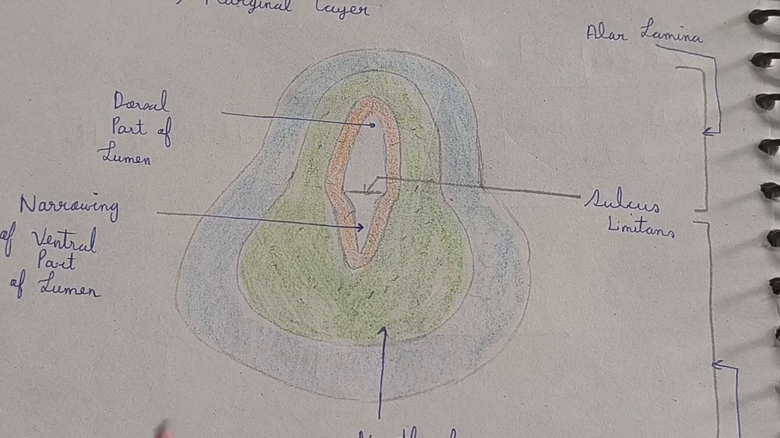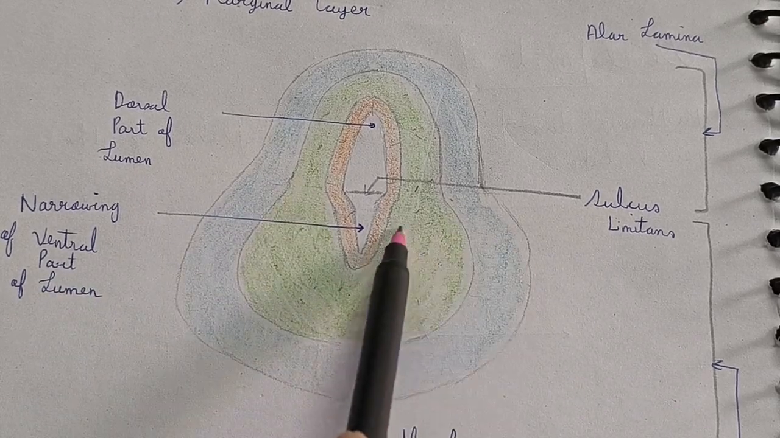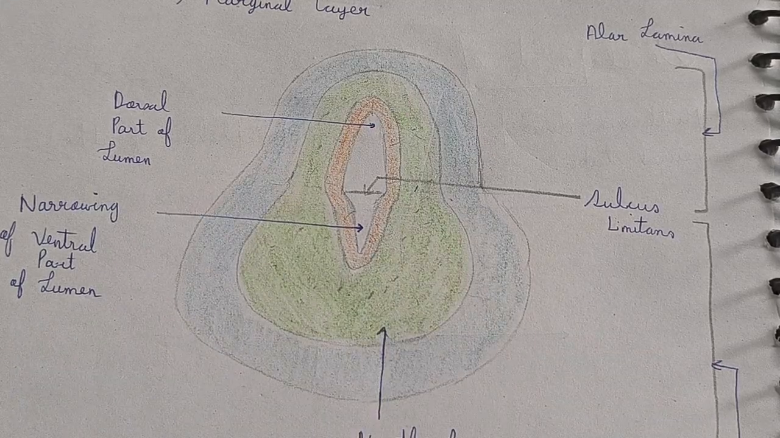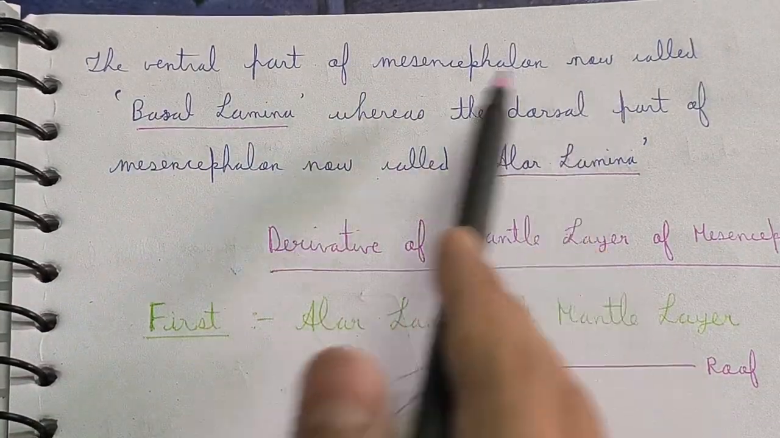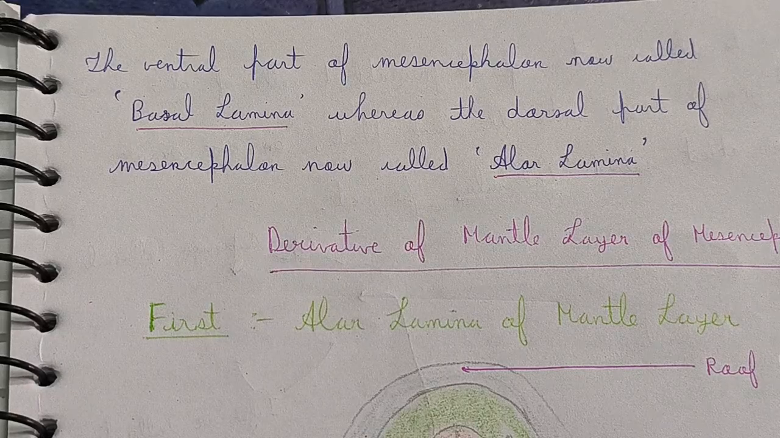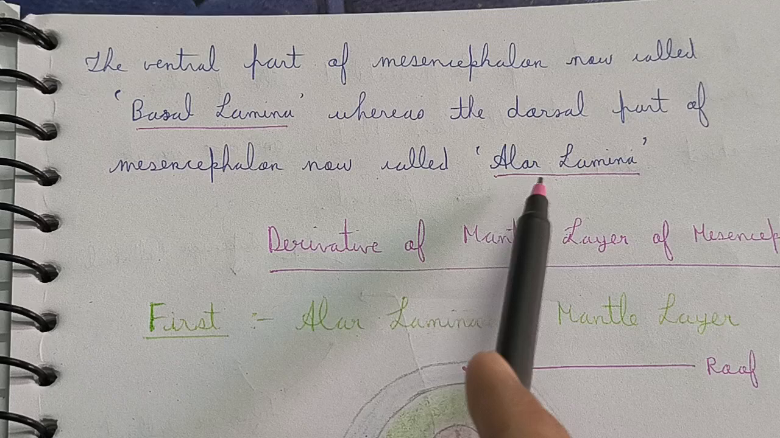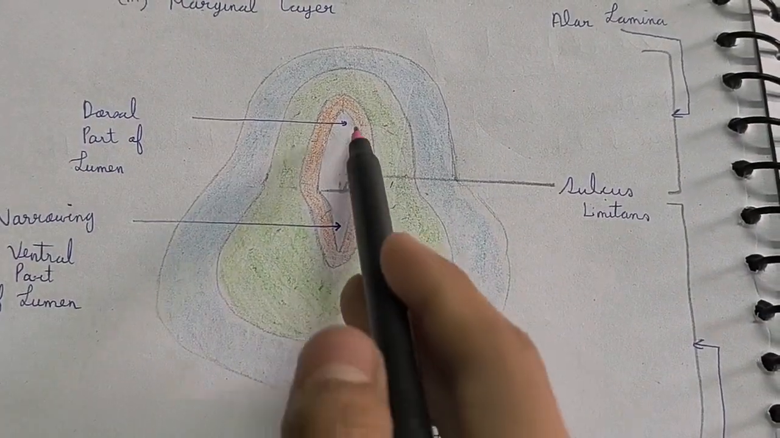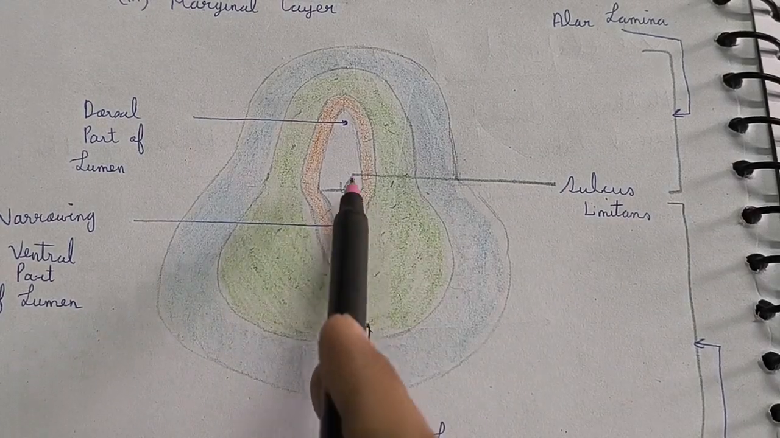Now further, the ventral part of the whole neural tube is known as the basal lamina, and the dorsal part is known as the alar lamina. So I have written that the ventral part of the mesencephalon is called the basal lamina, whereas the dorsal part is known as the alar lamina. So that's all about what the alar lamina and basal lamina are, what the three layers are: ependymal layer, mantle layer, marginal layer, and the narrowing of the lumen.